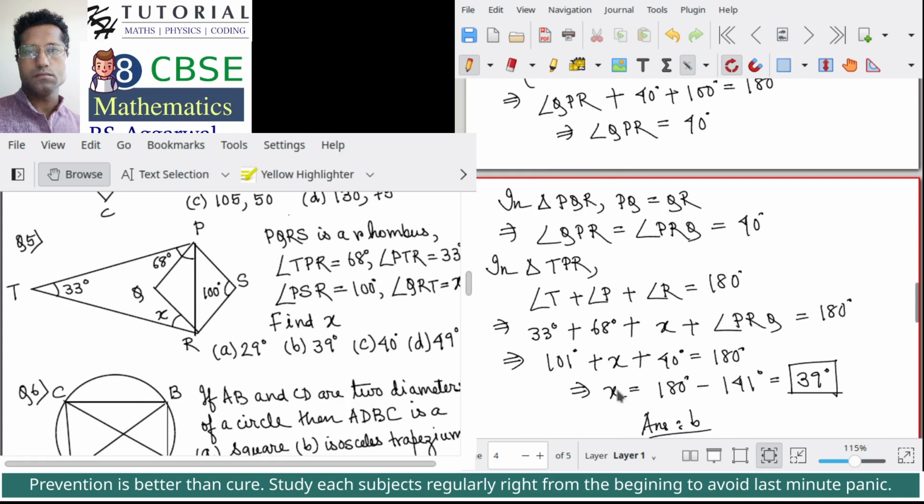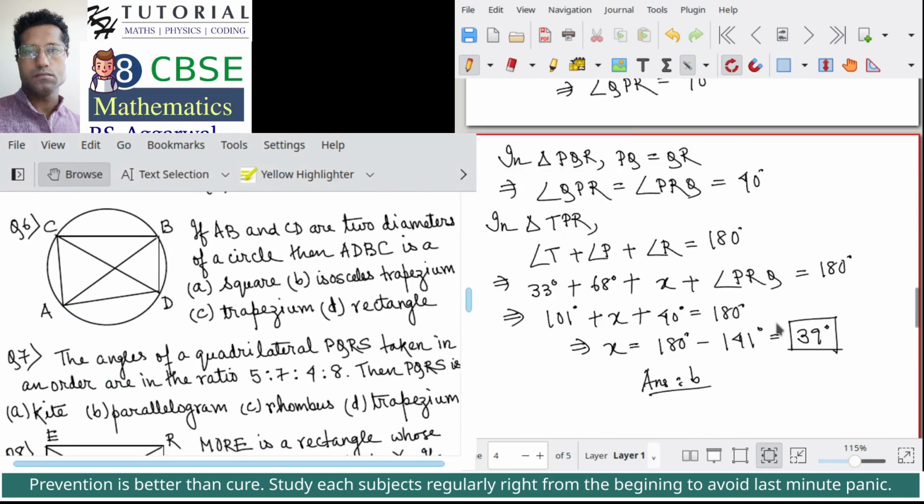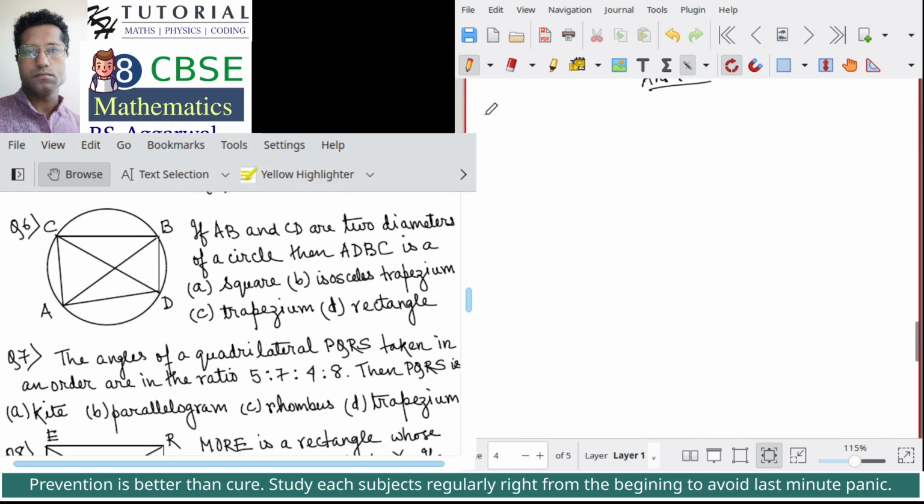Okay, let's do question number 6. If AB and CD are two diameters of a circle, then ADBC is a... okay, just draw the diagram. So AB and CD are two diameters. Let's say this is the circle and this is the center. AB and CD are two diameters, so both will pass through the center. So let's say this is AB, and this is CD.